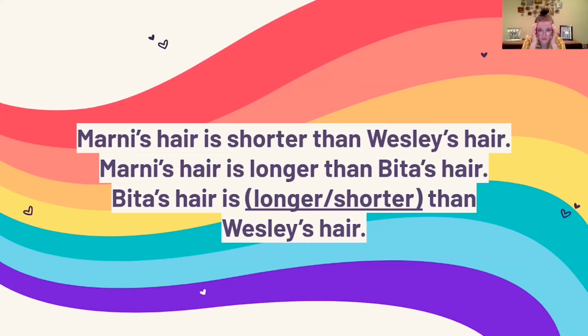All right. You ready to read it again? Marnie's hair is shorter than Wesley's hair. Marnie's hair is longer than Bita's hair. Bita's hair is longer or shorter than Wesley's hair. So what are we being asked? If Bita's hair is longer or shorter than Wesley's hair, we've got to figure it out. So let's do it.